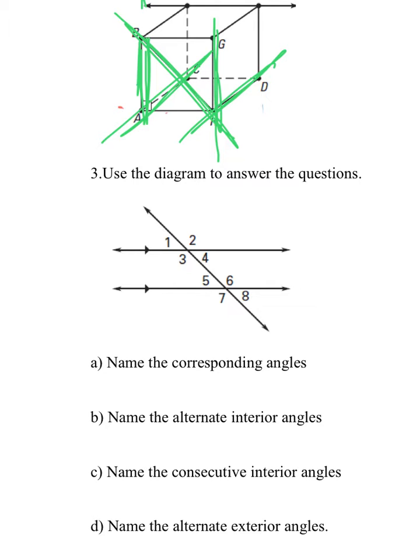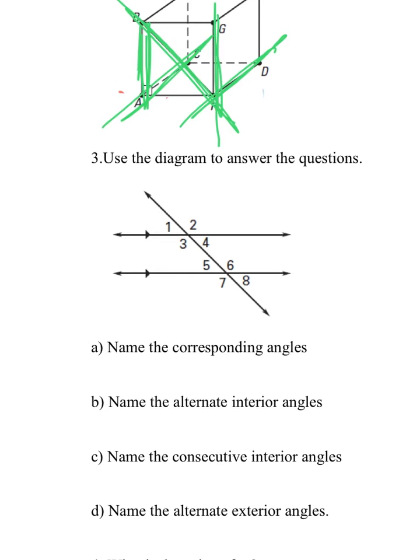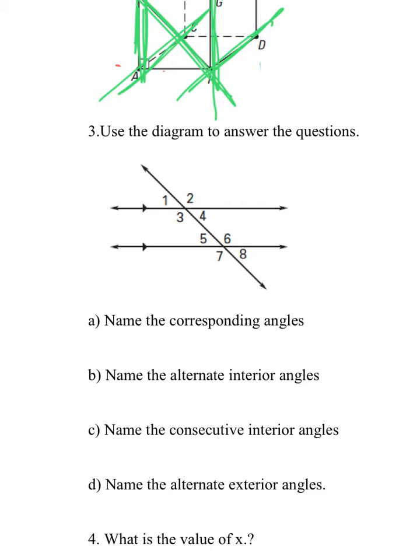Okay, use the diagram to answer the questions. Name the corresponding angles. All right, so corresponding are going to be those that are in the same place, right? 1 and 5. 2 and 6. 3 and 7. 4 and 8.